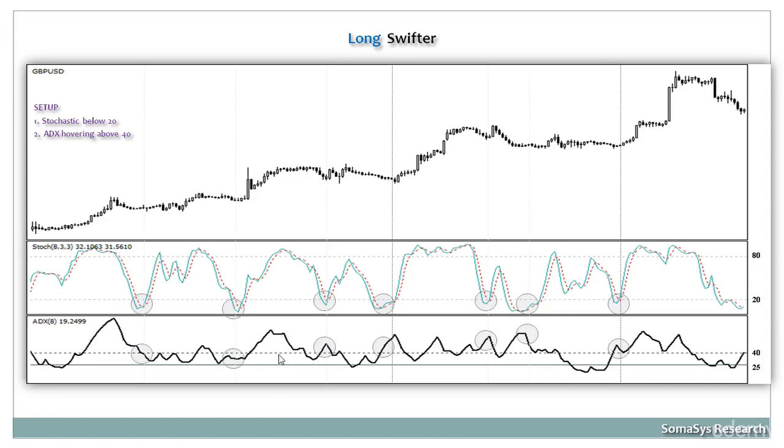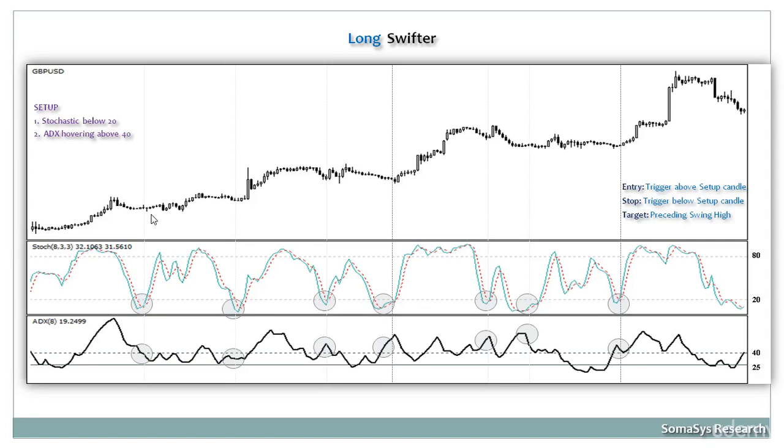Let us now look into entry, stop and target for swifter and also understand the filtering technique. Let's recall that entry is going to be above the setup candle, stop is going to be below that very candle, and target will be the preceding swing high. Let's study this first setup on chart.